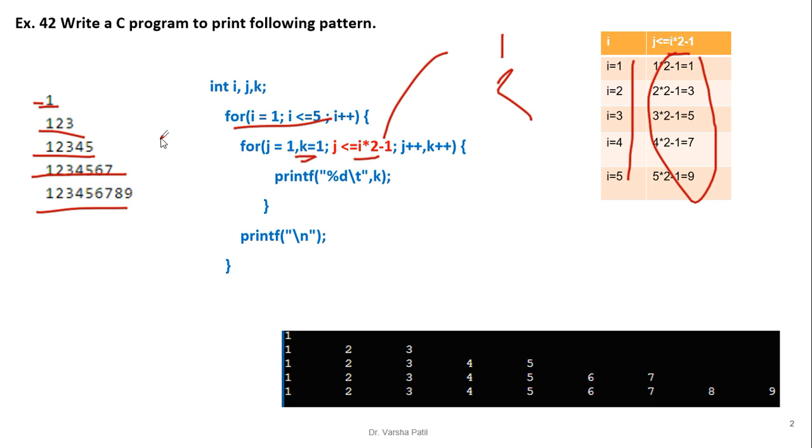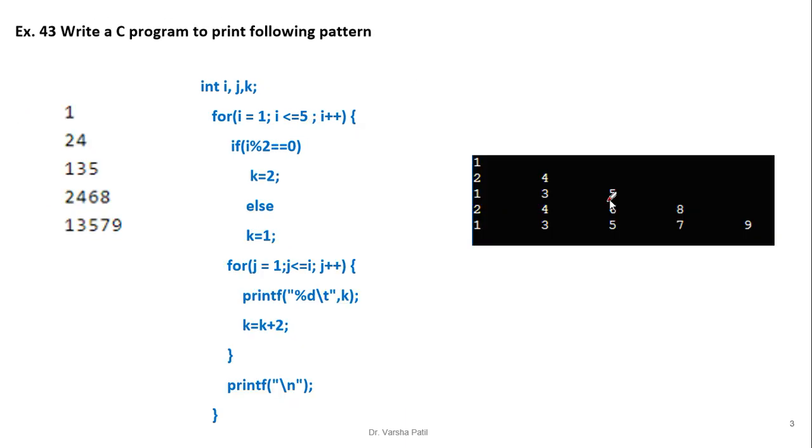we initialize the value here, because every time we start a new row, it should start with 1, k equal to 1, and here increment k plus plus, and we are printing the value of k. So in this program we only need to remember that to iterate the inner loop we use the formula i into 2 minus 1, so that it will iterate 1, 3, 5, 7, 9.